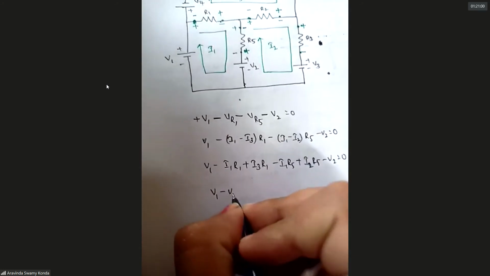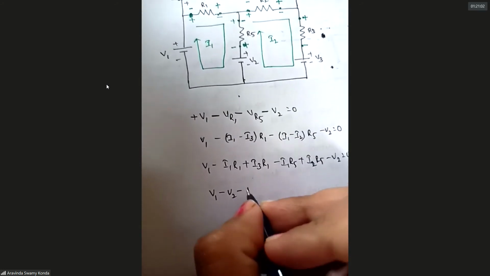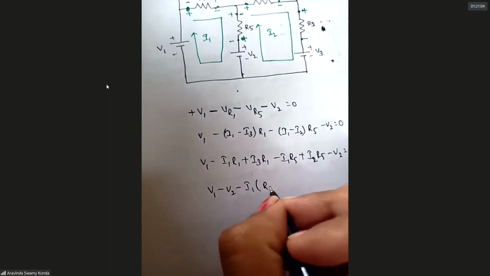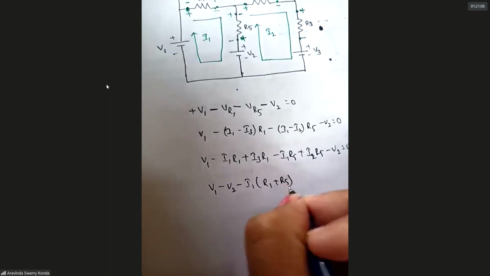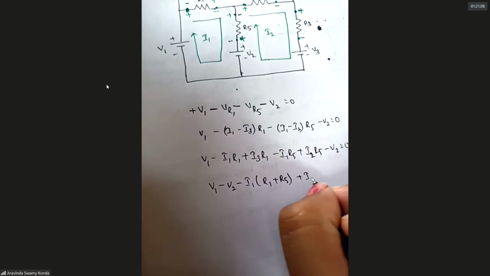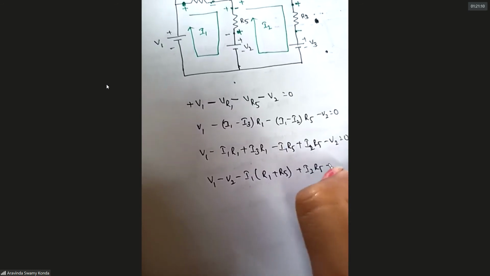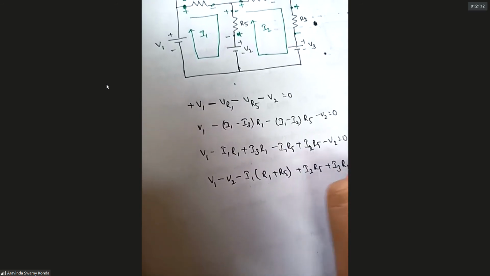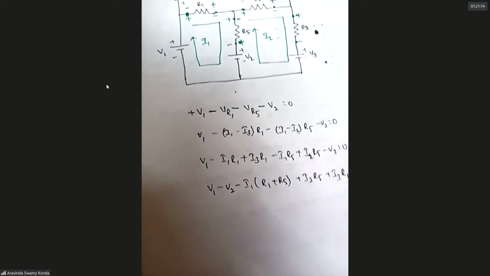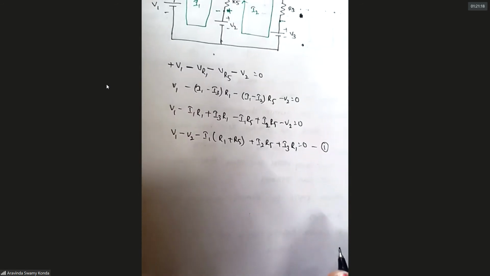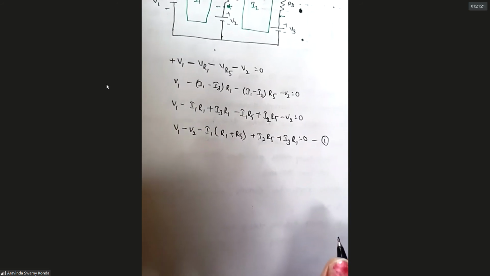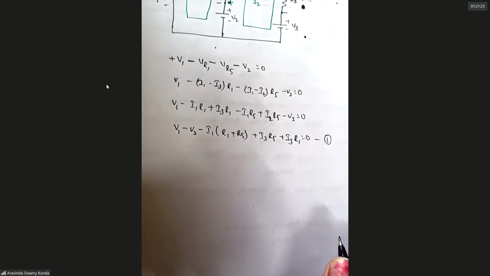First write the sources, V1 minus V2. Take minus I1 as common. It is R1 plus R5. Then I2 R5, only one term, plus I3 R1 equal to 0. This is the first equation. Am I clear? Yes, sir.